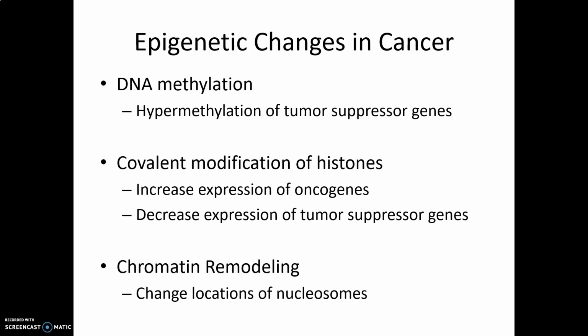Two, you can do these covalent modifications. So remember we talked about putting modifications on the tails of histones and how that can change them. And you can increase oncogenes or decrease tumor suppressors using covalent modifications. And you can do chromatin remodeling, where we are changing the locations of our nucleosomes, which can, again, increase the expression of oncogenes or decrease the expression of our tumor suppressors, depending on how you remodel them.